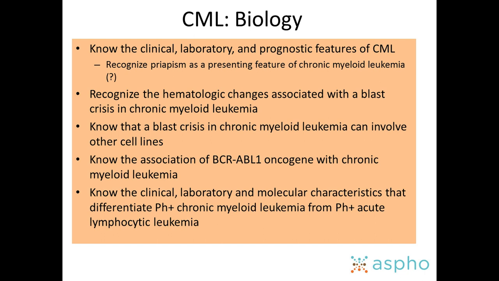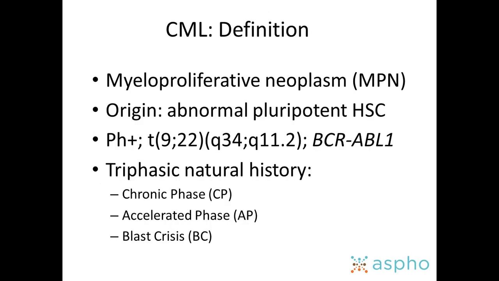All right, so know the clinical, lab, and prognostic features of CML, the blood changes, know about blast crisis, know about the association of the Philadelphia chromosome, etc. So let's do that. First of all, defining CML. CML is one of the myeloproliferative neoplasms. The other MPNs will be covered by Carl in the next talk, but this is the one that falls under my responsibilities. CML is thought to arise from an abnormal pluripotent stem cell, and the driving molecular lesion that's thought to transform that cell is the Philadelphia chromosome, which is the 9;22 translocation that results in the BCR-ABL fusion.